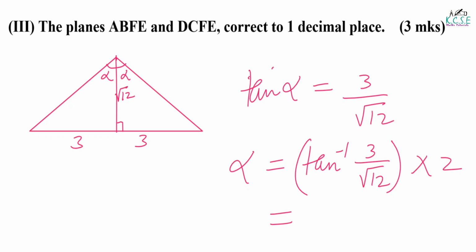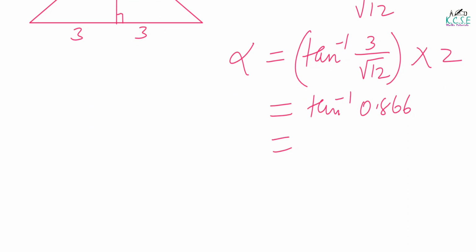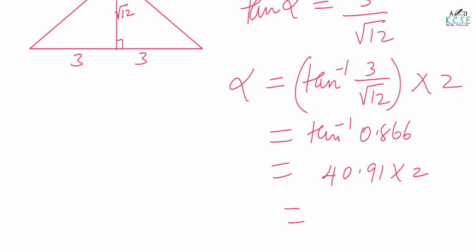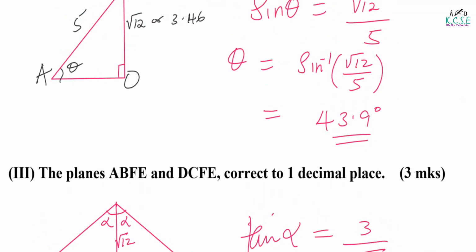So when you do this working, this is what you get. This will be tan inverse of 0.866, and this gives 40.91. We multiply it by 2. We're required to give the answer to one decimal place, so we get 81.8 degrees. So that is how we're supposed to work out that question.